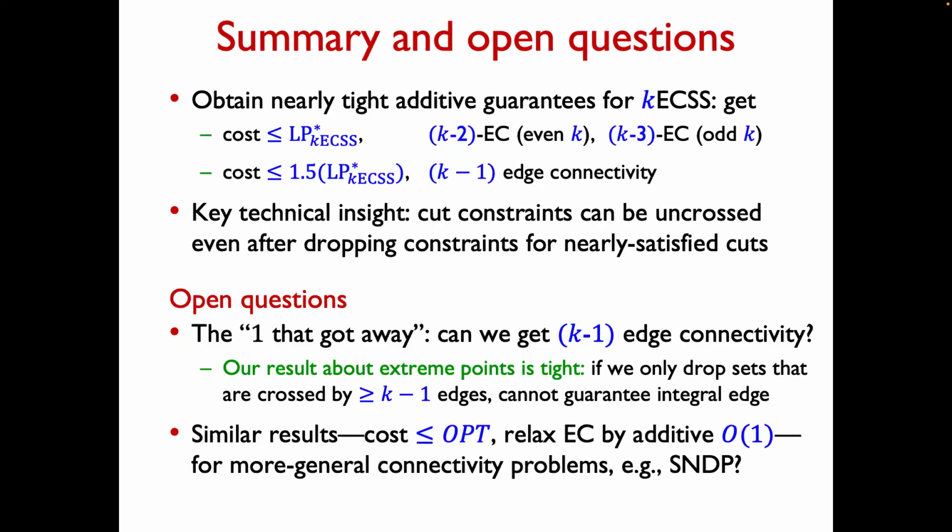I think there's another quite interesting direction that this line of work opens up. So this is k-edge connectivity. It's a fundamental network design problem, but in some sense quite special, in that you have uniform connectivity requirements between every pair of nodes. What about more general connectivity problems? Can you get a similar style of guarantee? By that I mean cost at most the optimum, but relaxing the edge connectivity by some additive constant. And that's all I have to say.